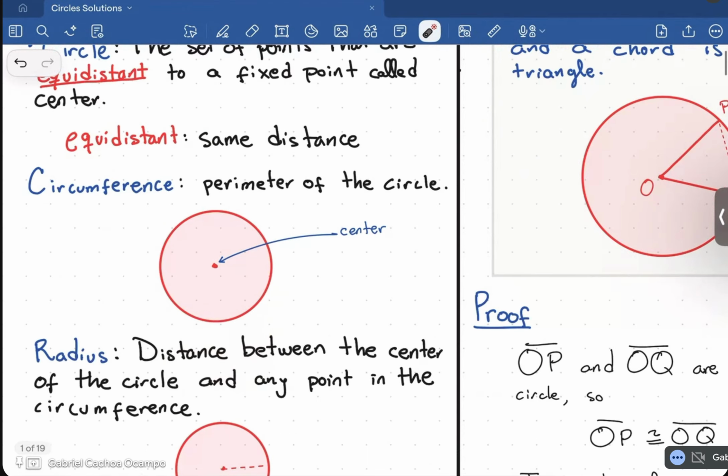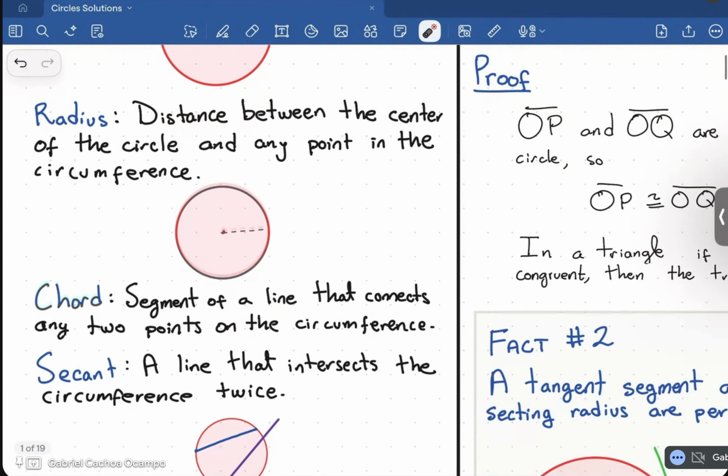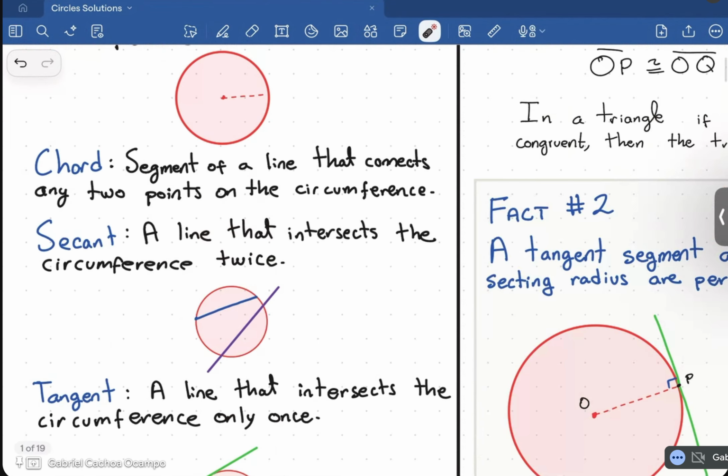That distance that is so important, we call it radius. So this length is the same for any point over the circumference. That is the idea of the circle. We introduce two new concepts. One is a chord. This one is a chord, the segment that connects 2 points in the circumference.